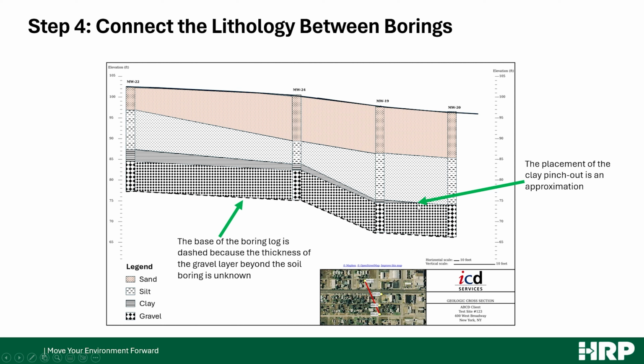This also shows what I was describing before with the clay pinch out between the two borings, and I've picked an arbitrary place between the two borings to finish where the clay is in my line of section. And that's really the process of generating a cross section.